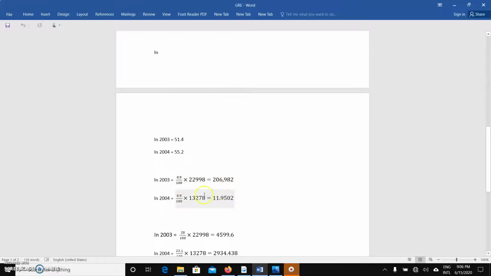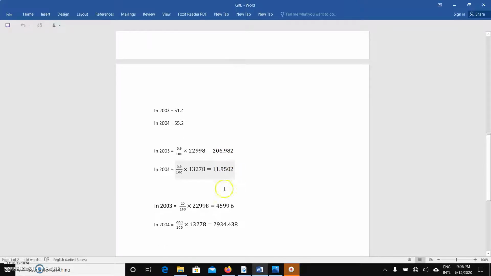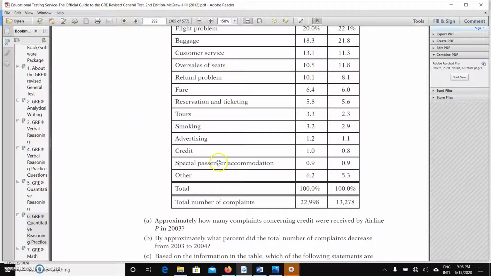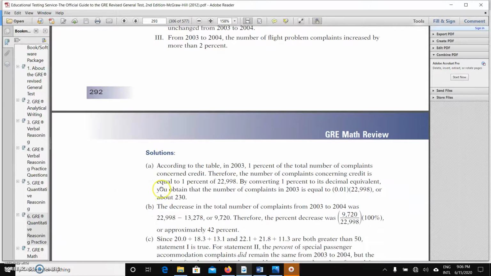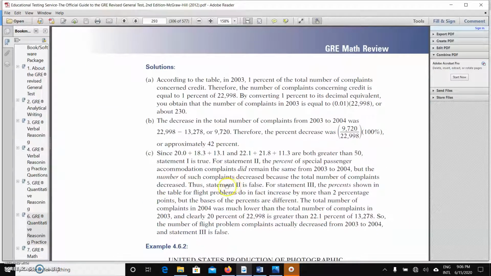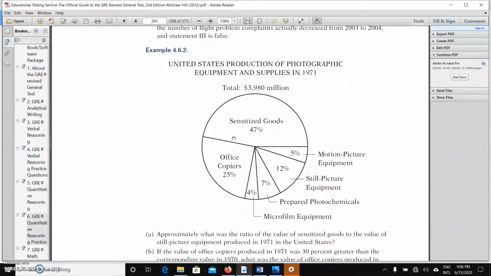For 2004, because this is the total value for 2004, 13,278, so 0.9 divided by 100, you get 11.950. So can you see that it's not the same? This one is quite higher than this. So the answer is false. Yeah, the answer is false. So that's that. Let's move on.